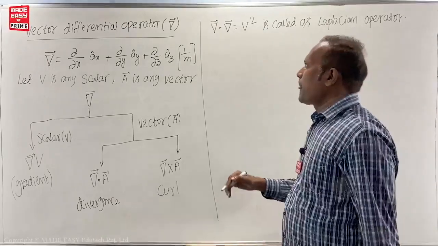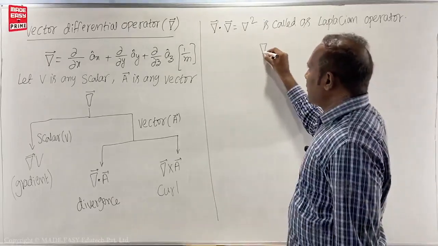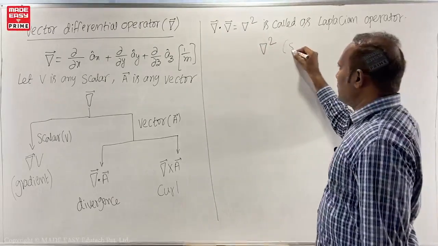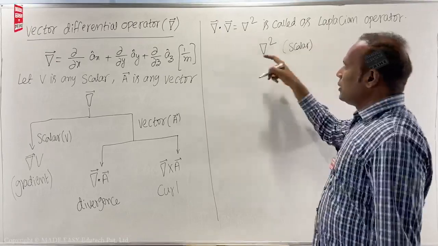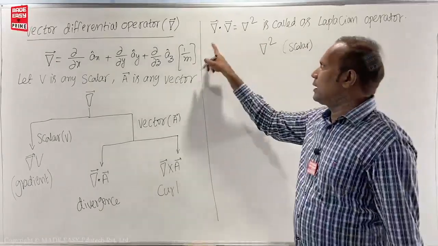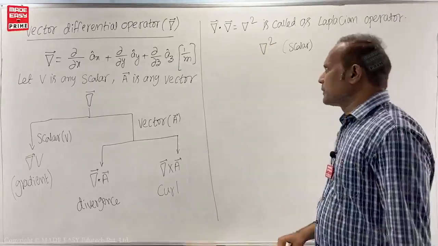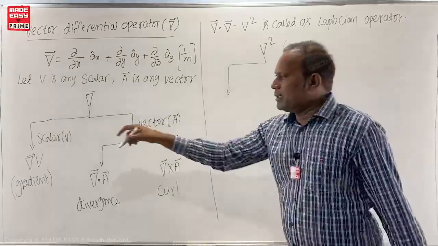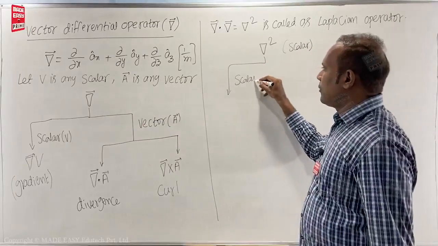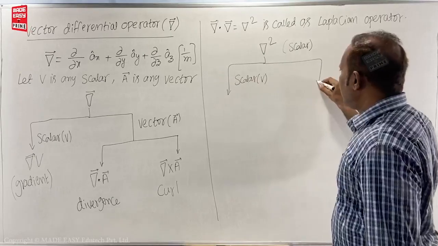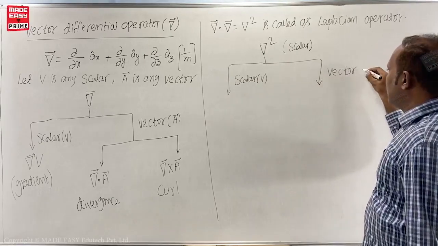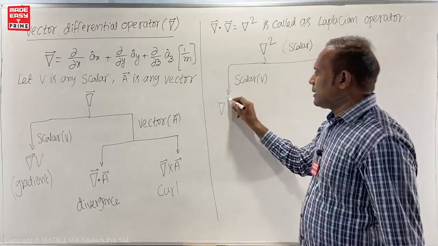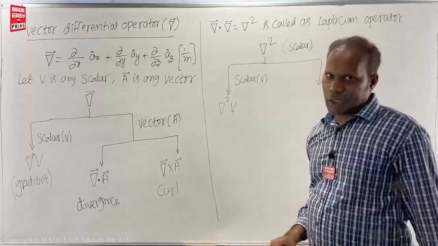Now if you take del square, that is scalar actually. That means no direction, no dot product. So scalar. Unit is 1 by meter square. This is 1 by meter, this is double differentiation. So if you operate this with any scalar v, then you can operate that with any vector a bar. Then it is scalar. Scalar into scalar is scalar.